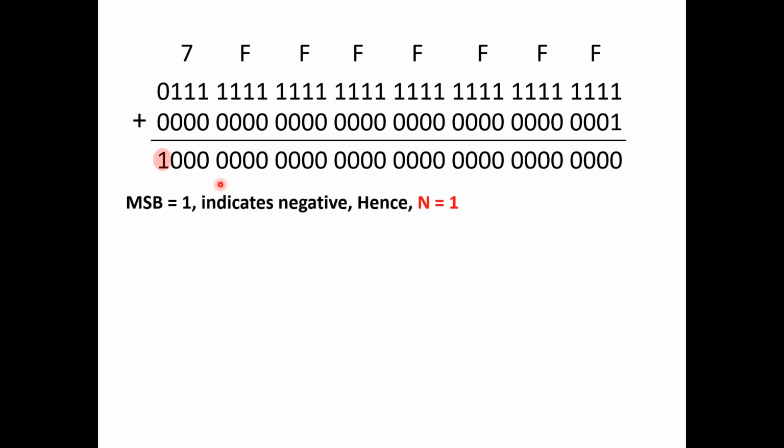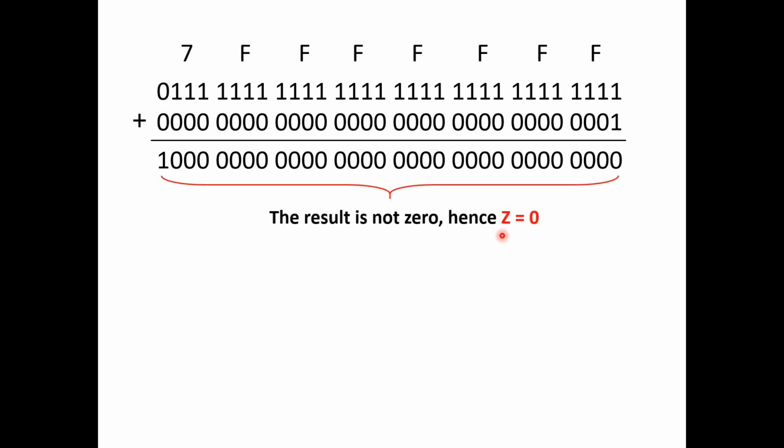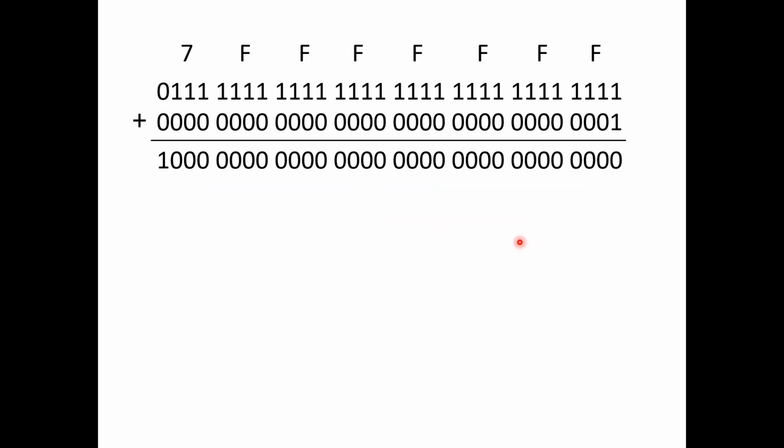Because the most significant bit is 1, it indicates that this is a negative 32-bit number. Therefore, N equals 1. And the result is not equal to 0, hence, Z must be equal to 0. There is also no carry produced from bit 31 to bit 32. Therefore, C equals 0.